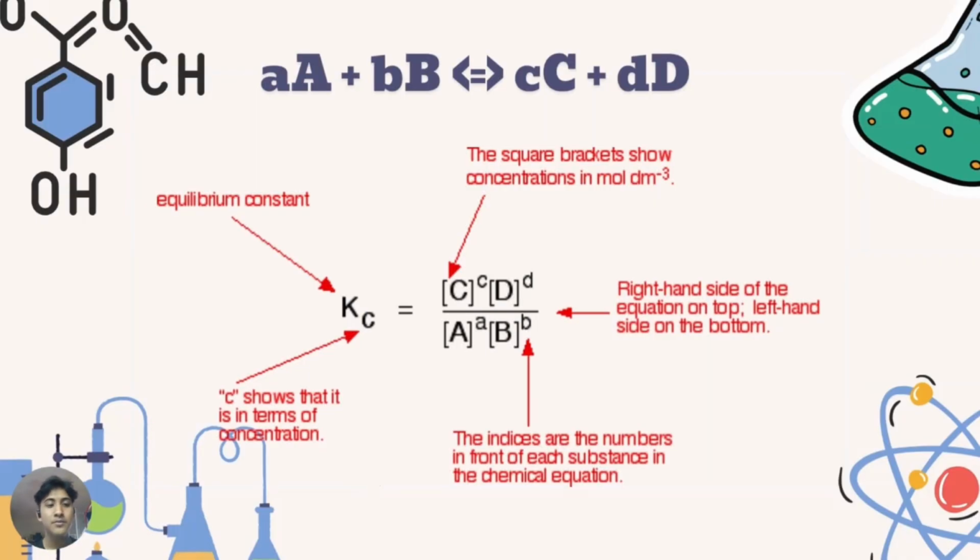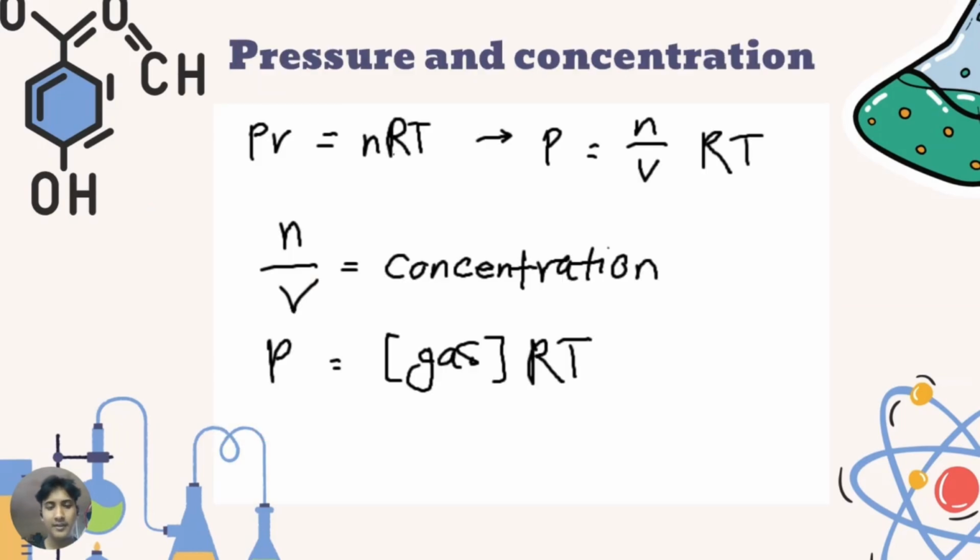Next, this is the important thing in this chapter. As we know, Kc is the equilibrium constant, and at the top of it we have C and D in the numerator, and at the bottom we have the denominator A and B. Right. So the next one, we go to the pressure and concentration.